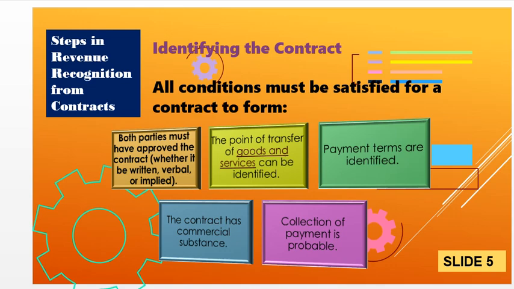Now we go to the first step, identifying the contract. All conditions must be satisfied for a contract to form. 1. Both parties must have approved the contract, whether it be written, verbal, or implied. 2. The point of transfer of goods and services can be identified. 3. Payment terms are identified. 4. The contract has commercial substance. And 5. The collection of payment is probable.